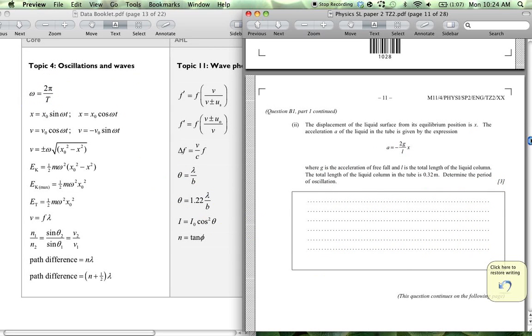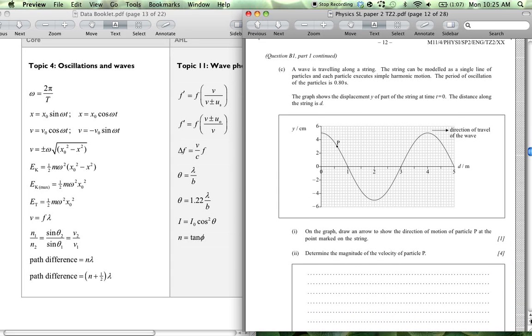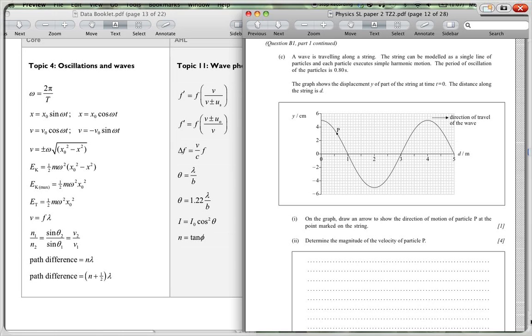Great. Now going over the page here. Now we've got a bit of a different situation. We have got that a wave is traveling along a string. The string can be modeled as a single line of particles, and each particle executes simple harmonic motion. The period of oscillation is 0.80 seconds. So we've got, this would be a transverse wave, so your actual particles, so for instance this particle P is actually moving like that between these two positions, moving up and down like that.